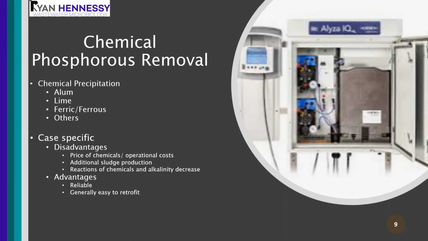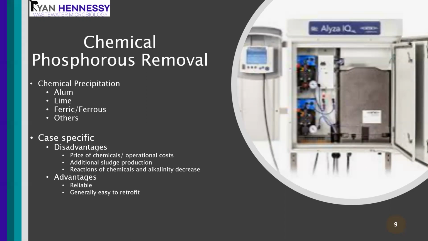So it's always everything in wastewater. There's always a lot of factors that go into these certain decisions. So we can remove phosphorus through chemicals such as alum, lime, ferric and ferrous chloride, or ferrous sulfate, and some other chemicals that could be used.